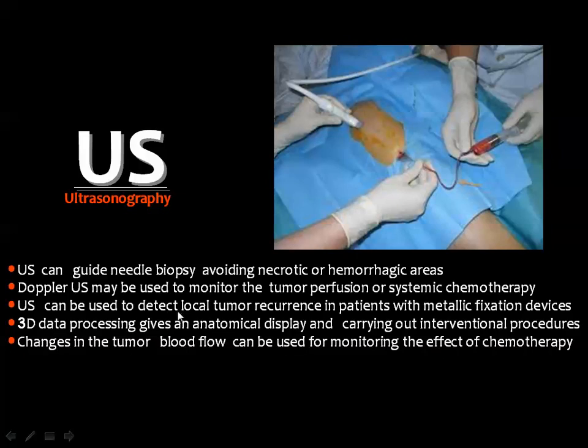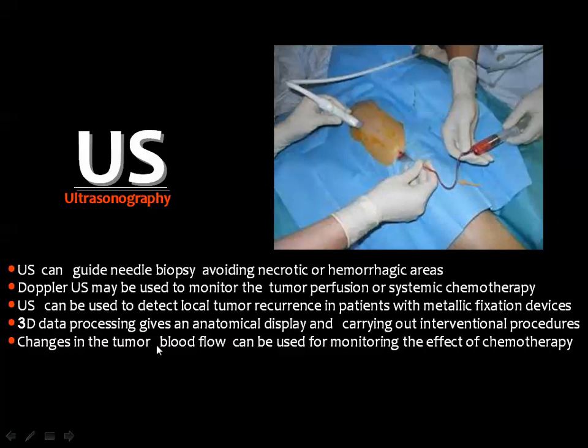It can also be used to detect local tumor recurrence in patients with metallic fixations who cannot be examined by CT and MRI because of the artifacts. The ultrasound in the 3D display can help in the interventional techniques. It can guide the needles or the catheters to avoid the necrotic areas and also to avoid the major vessels in the track of the needle.